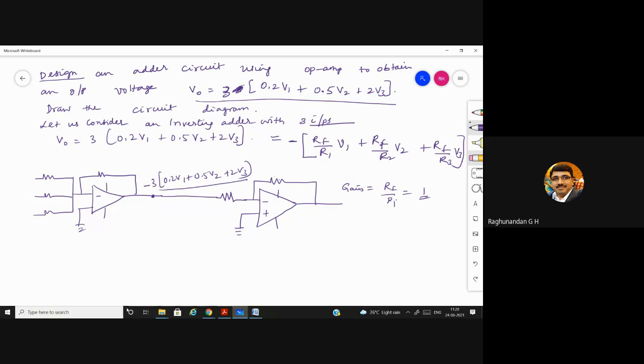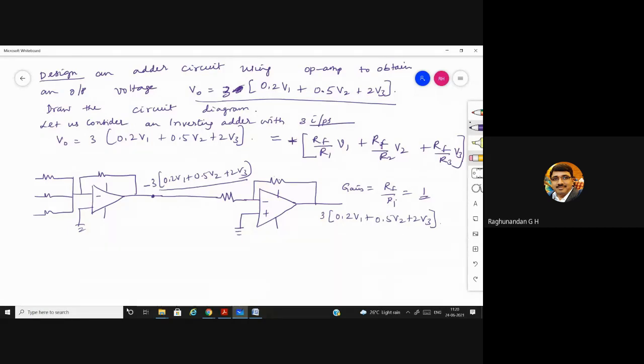So when gain is equal to 1, what is this amplifier going to do? It is going to just take this input and invert it, and it is going to give the output as 0.2 V1, 0.5 V2 plus 2 V3. Okay, this is the concept you should know. So when you do this, this negative sign will become positive.